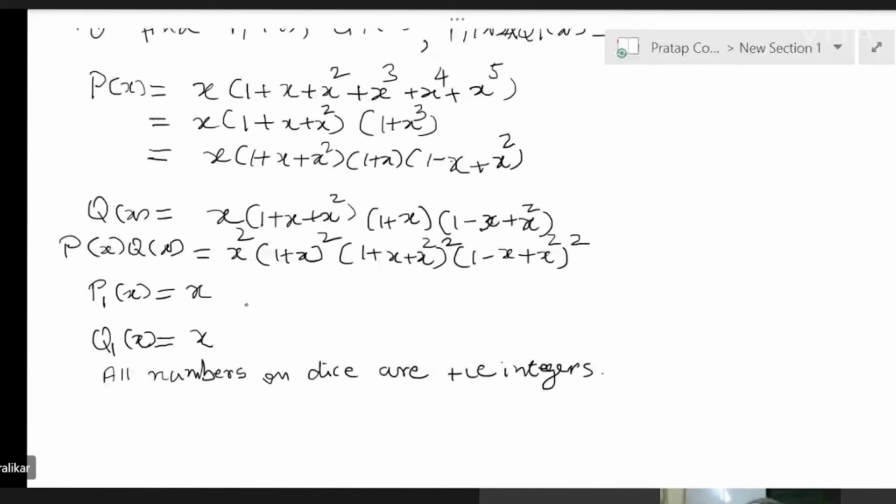Okay, one more thing. There should be 6 monomials in each polynomial. Why? Because there are 6 faces. Each die has 6 faces. So each monomial gives me a number on each face. So since there are 6 monomials, another condition is that P1(1) is equal to Q1(1) is equal to 6.